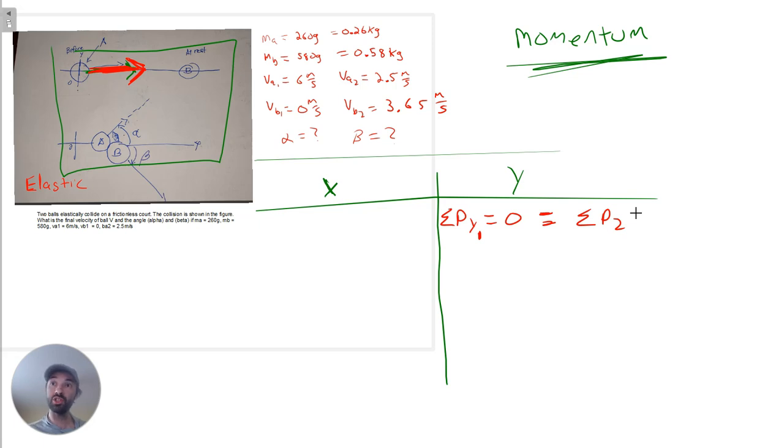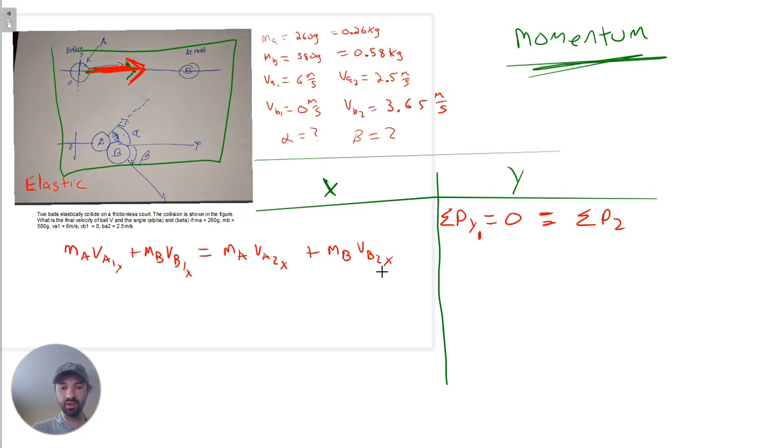So I'm going to write down some equations, and then we're going to come back and look at how to solve. So what I did here is I just said the momentum of A plus the momentum of B, x direction only, equals the momentum of A after the collision plus the momentum of B after the collision, x direction only.